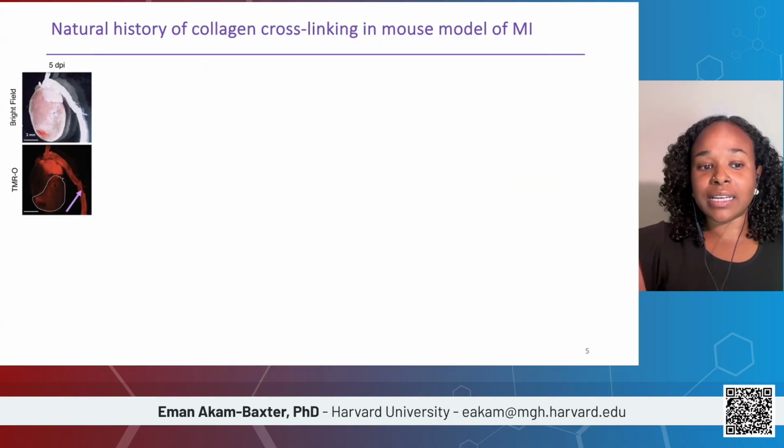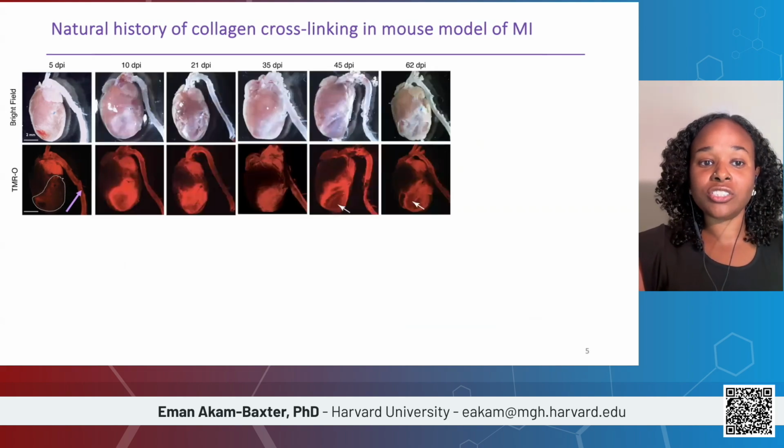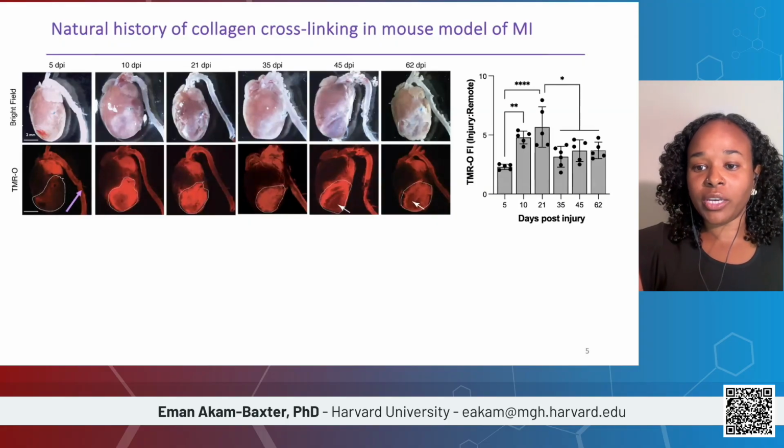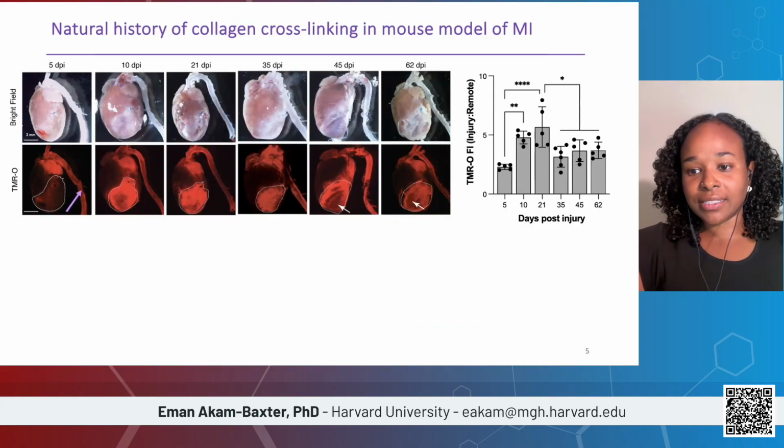So the story here was that in the mice, what we saw is that at early stages after the infarction or the injury, we don't see much accumulation in the ventricle. But that changes quickly, and starting at 10 days after injury, we see robust accumulation of our probe at the injury site. We can quantify this, and we see that it peaks around 21 days after the injury, and then it decreases after that.